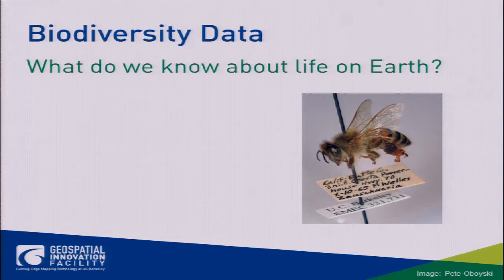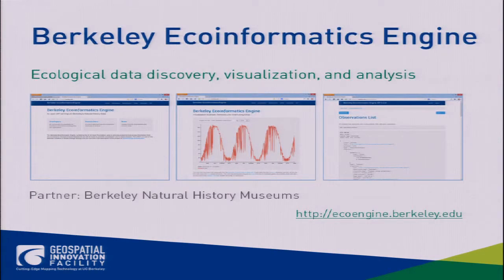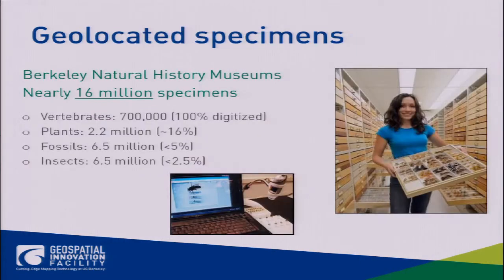We're doing something like this with biodiversity data here on campus in something called the Berkeley Ecoinformatics Engine. This is a project that we're doing in partnership with the Berkeley Natural History Museums to take lots and lots of ecological data and put it into an API interface that makes it accessible in many different ways for many different kinds of users.